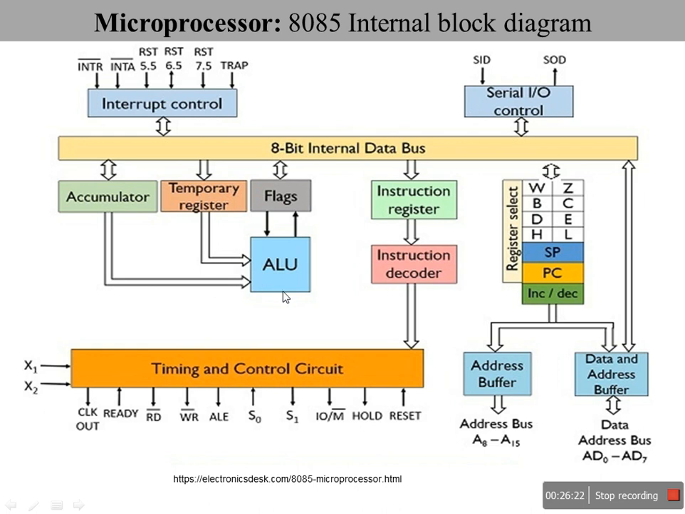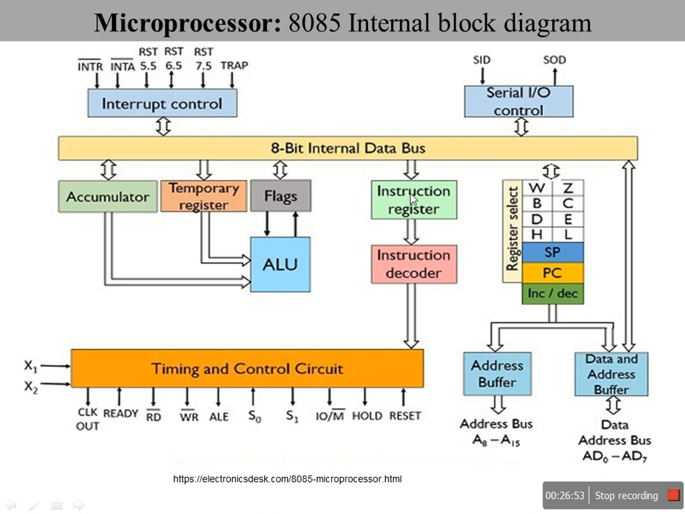All these are connected to the ALU, and these are again connected to internal data buses. So the ALU will have the accumulator. Part of this ALU comprises the registers, temporary registers, and the flags. Then the other part has the instruction register and instruction decoder, and these come with the timing and control unit. This timing and control unit will generate the timing synchronization signals and control signals, and it controls the operation of this particular microprocessor.